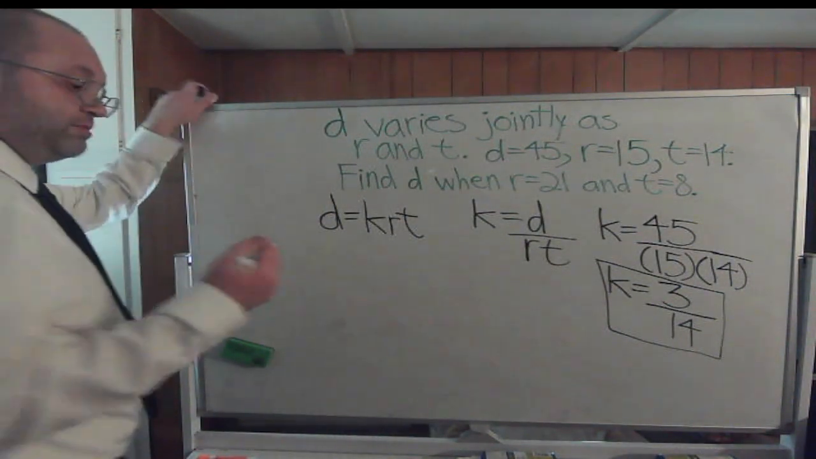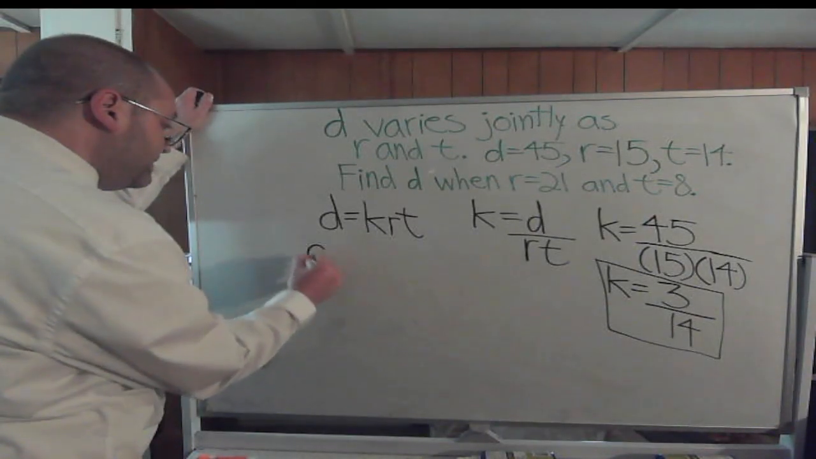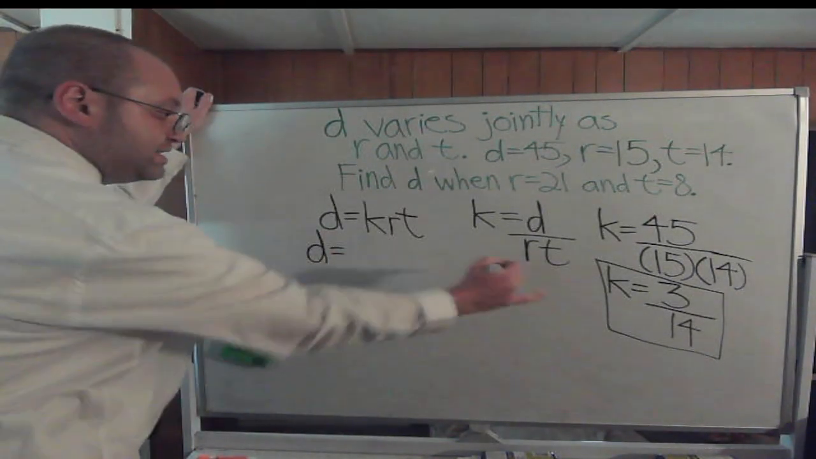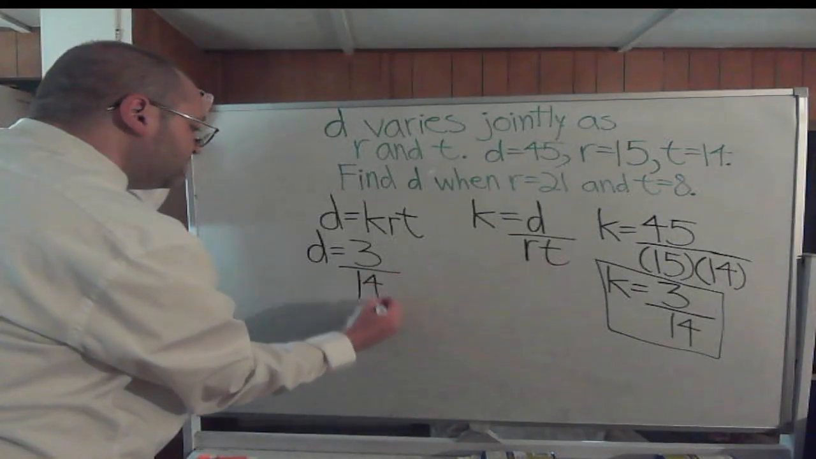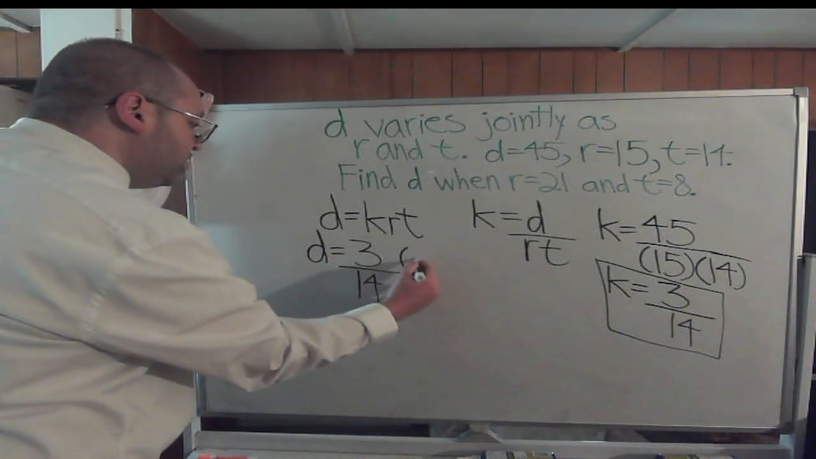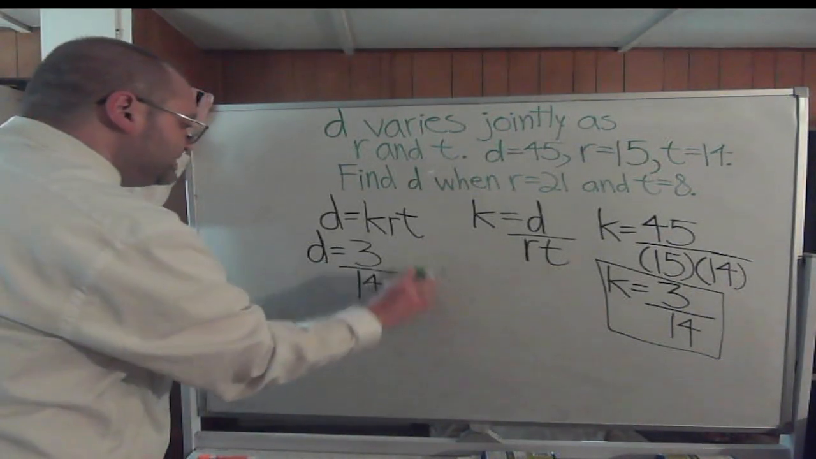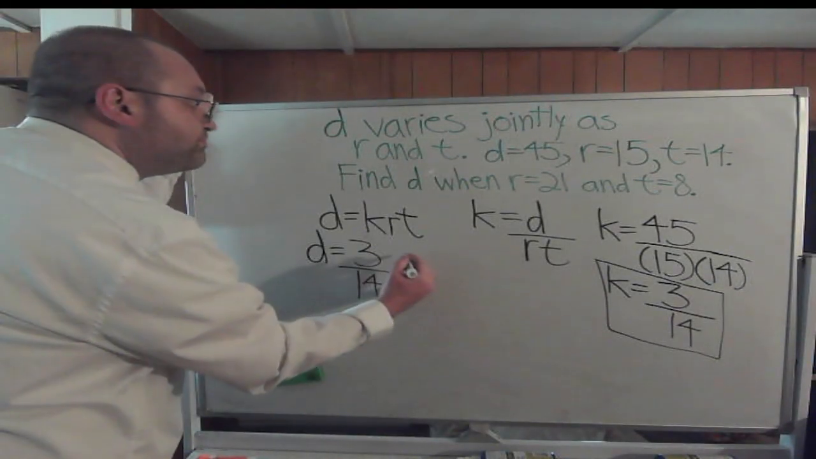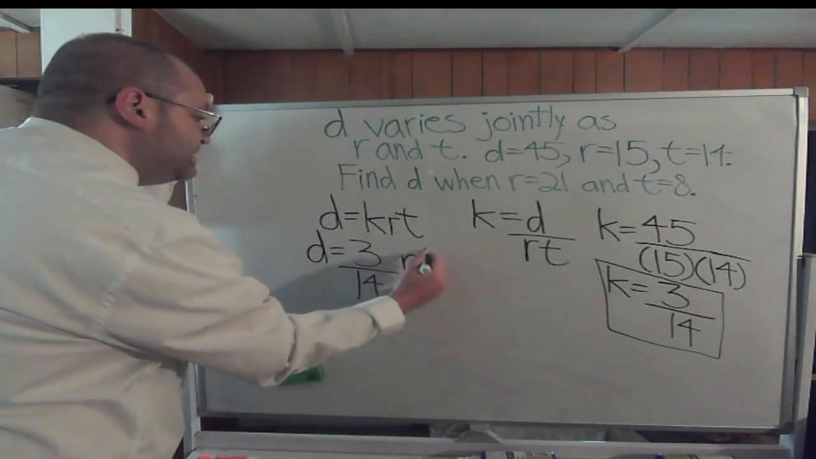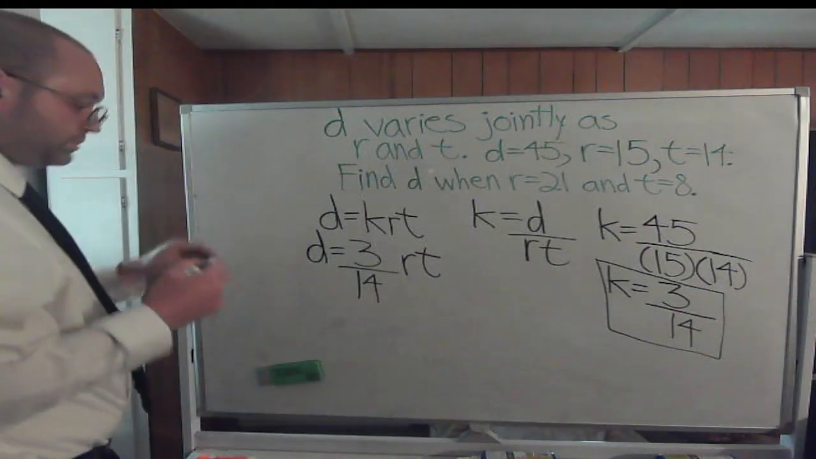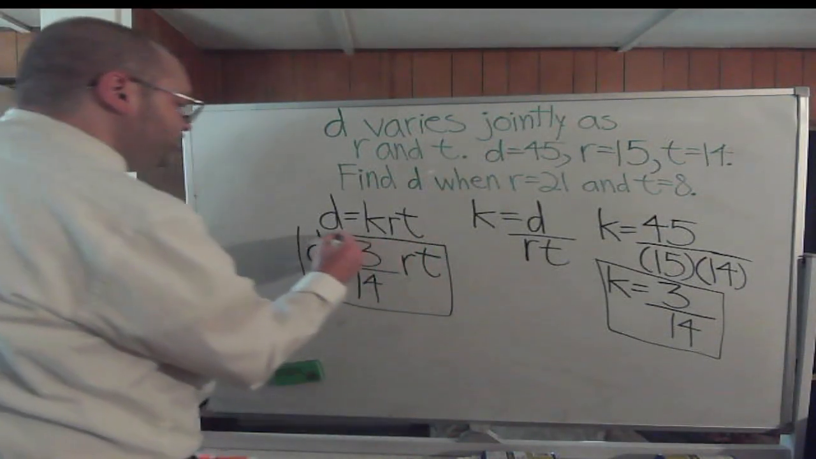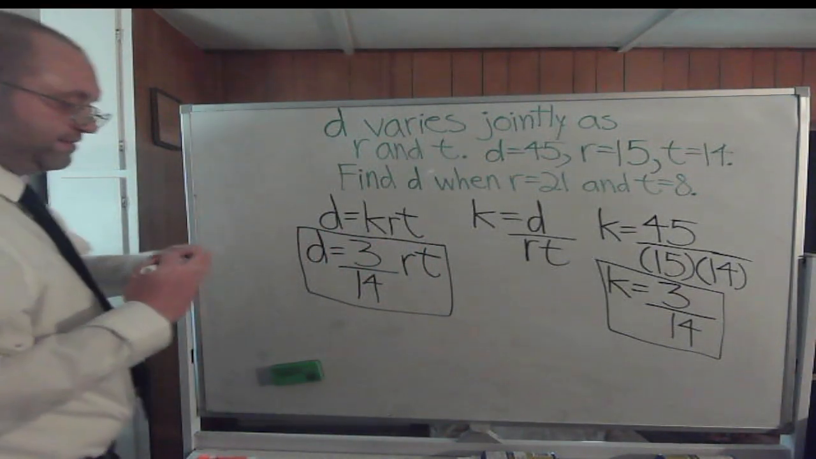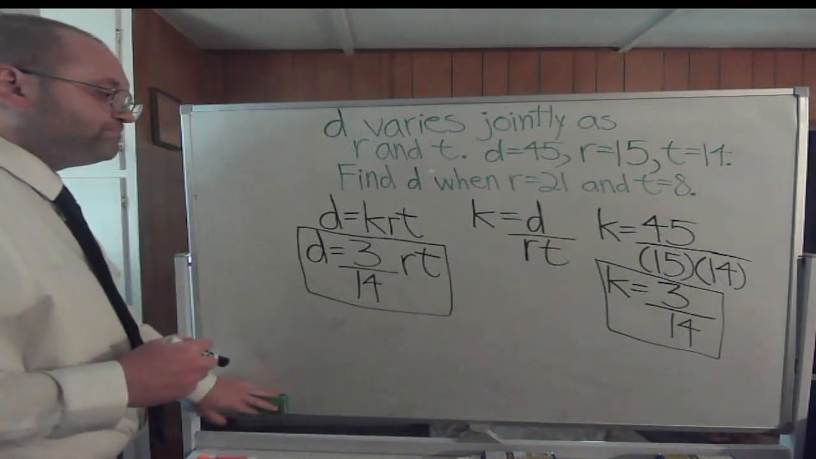Second piece, form your new equation. That's going to be D equals that constant of variation, 3/14, times RT. Alright, so the new equation of joint variation is going to be D equals 3/14 RT.